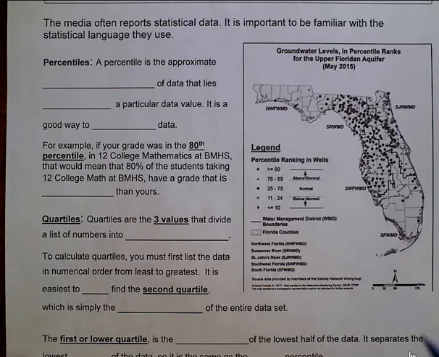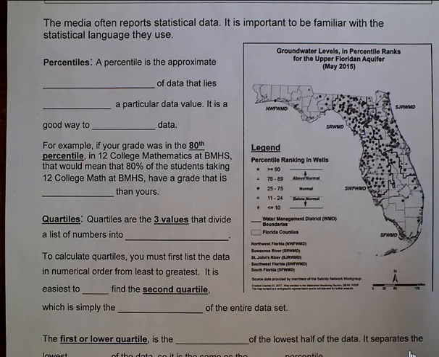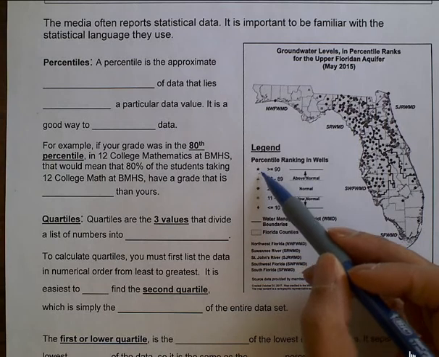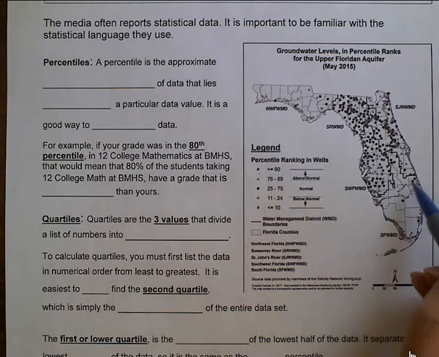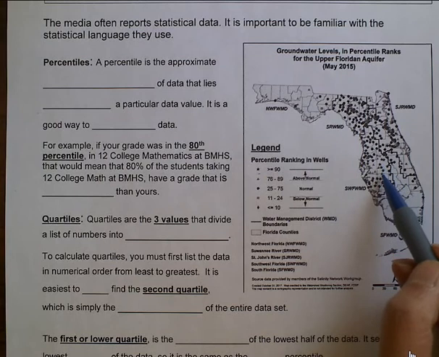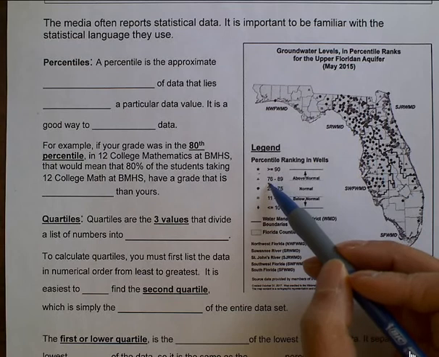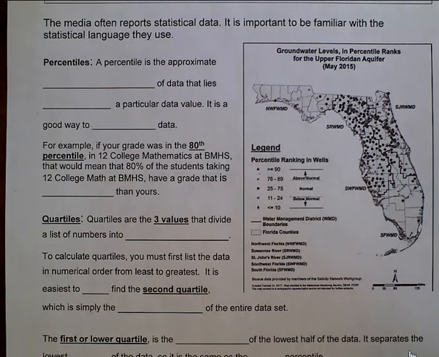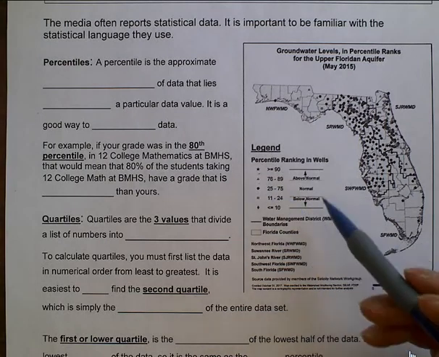So here's an example. Here's the state of Florida, and this is showing groundwater levels in percentile ranks. So any location with a star, it means that their percentile ranking in the wells is above 90, which would be above normal. So there's a few communities here with these stars. The triangle means that their percentile ranking is from 76 to 89. So then there's this in these areas and so on. Okay, so what we're going to talk about is, what does this mean, having these kind of percentile rankings?